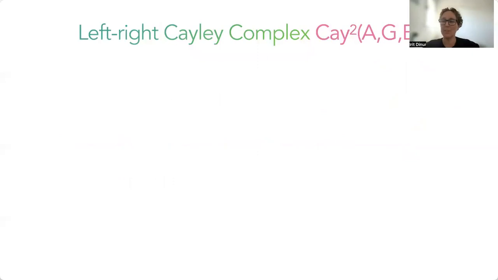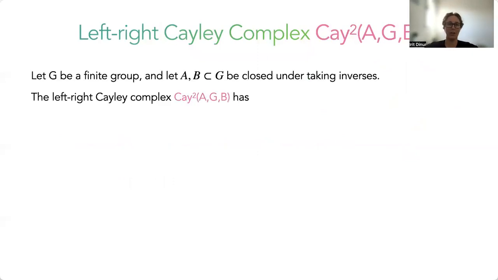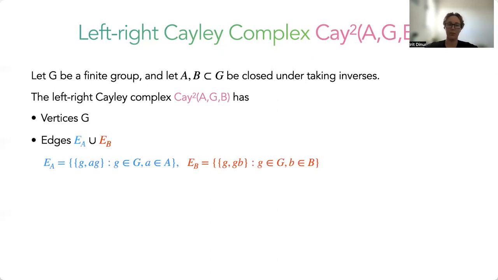Okay, so let's kind of summarize what is the left-right Cayley complex. You see it's a very simple object. You start with a finite group G and 2 sets of generators, A and B, that are closed under inverses. And you define the left-right Cayley complex as having vertices G, edges, the A edges with left multiplication, B edges with right multiplication, and the squares, which are the equivalence classes of the rooted squares.